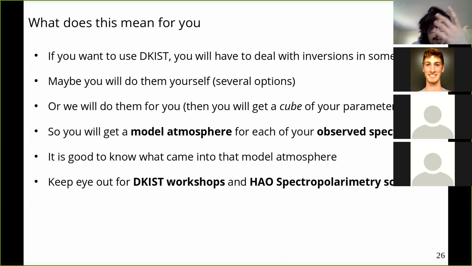Or maybe you will want to make use of our level 2 project and have us do the inversions for you. In that case, what you will get is a model atmosphere for each of the spectra that you have observed, which means that in addition to the Stokes cube of the observed Stokes spectra, you will get another cube, like X, Y, Z for each parameter, so that you can analyze that. However, whatever you end up using or not using, it is good to know what physics comes in there and what is the connection between your model atmosphere and your synthetic spectrum.